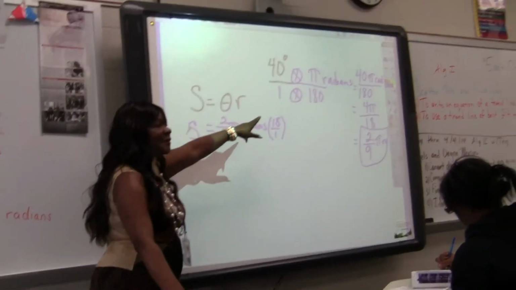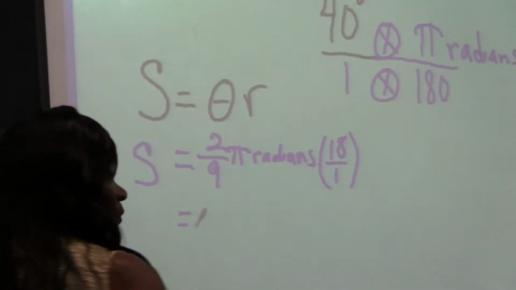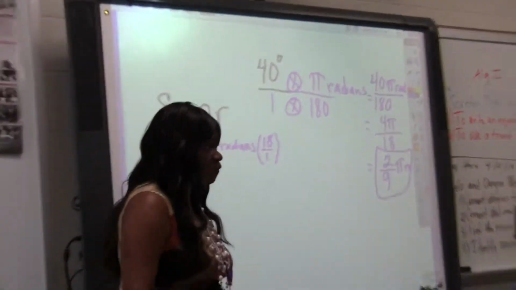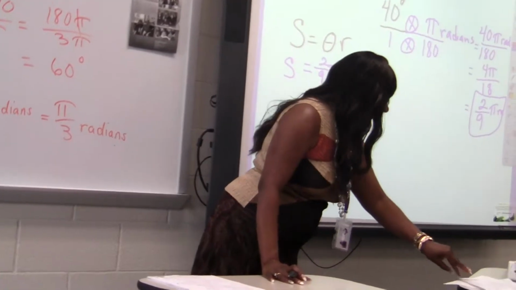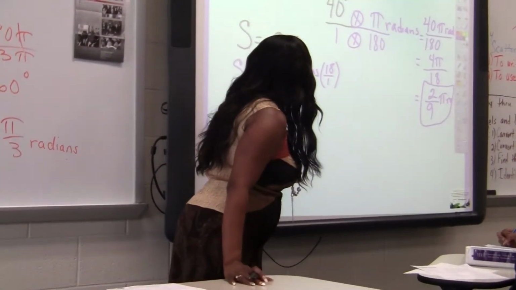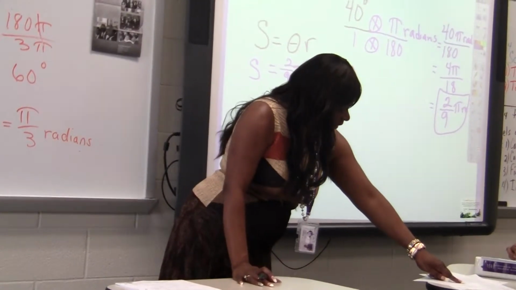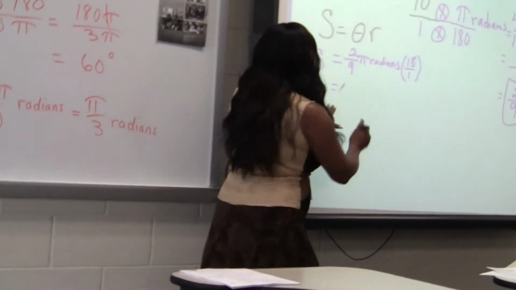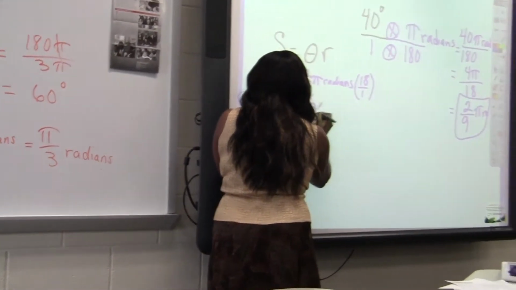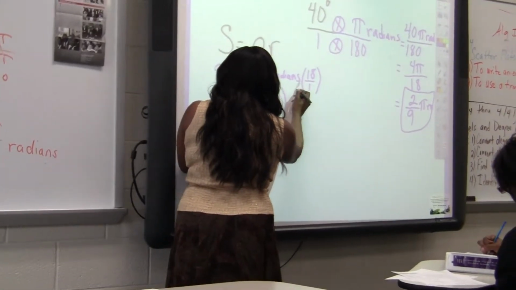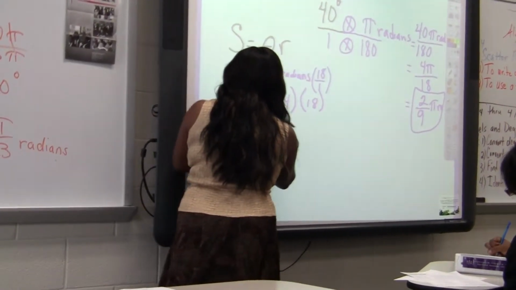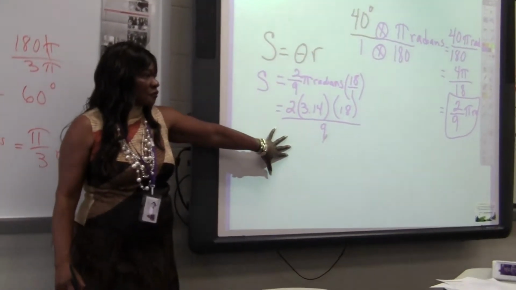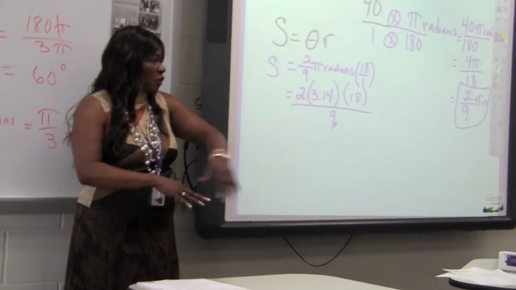So what's 2 times 18? We got 2 pi times 18. Okay? So you have to change that pi into a numerical number, which is 3.14, times 18 over 9.